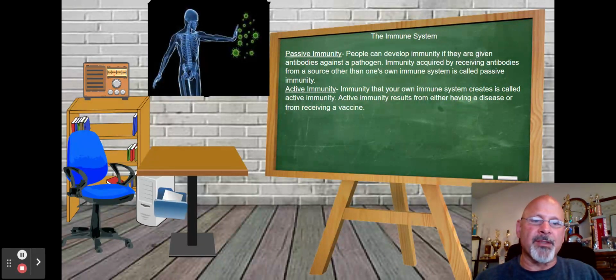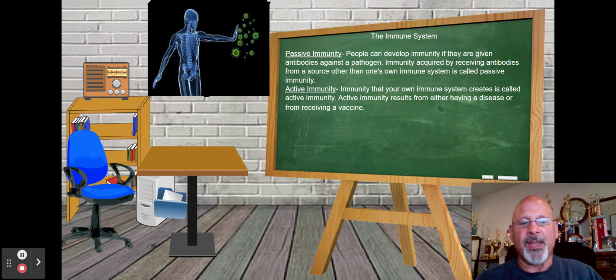There are two parts to the immune system: passive immunity. People can develop immunity if they are given antibodies against pathogens. Immunity acquired by receiving antibodies from a source other than one's own immune system is called passive immunity. Active immunity is immunity that your own immune system creates. Active immunity results from either having a disease or receiving a vaccine.